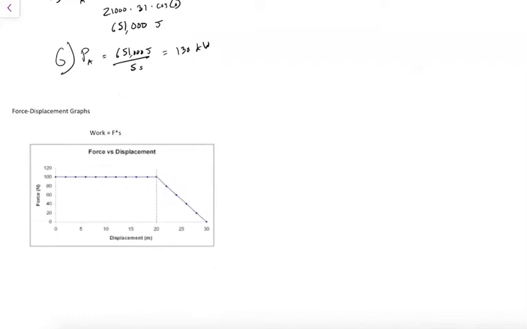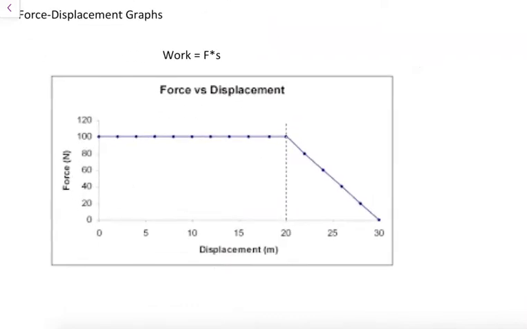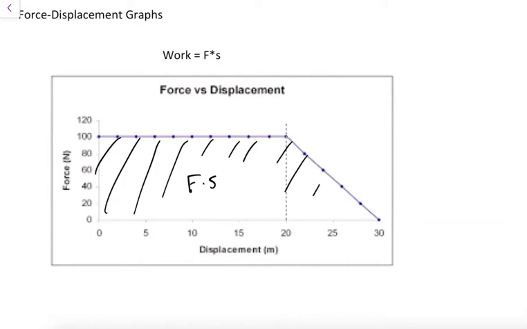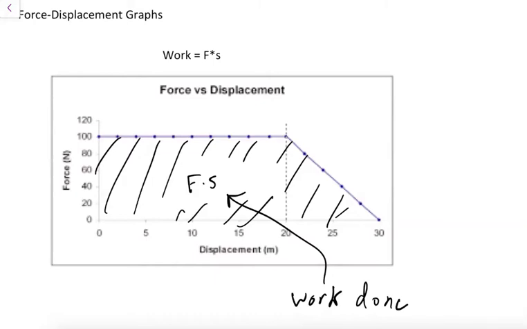We just need to recognize that when we have a force displacement graph, similar to all the other situations, when we look at the units and say, hey, look, my area under the curve is force times displacement. Hey, I know what that is. That's going to be equal to my work done. So the work done on a force displacement graph is just the area under the curve.